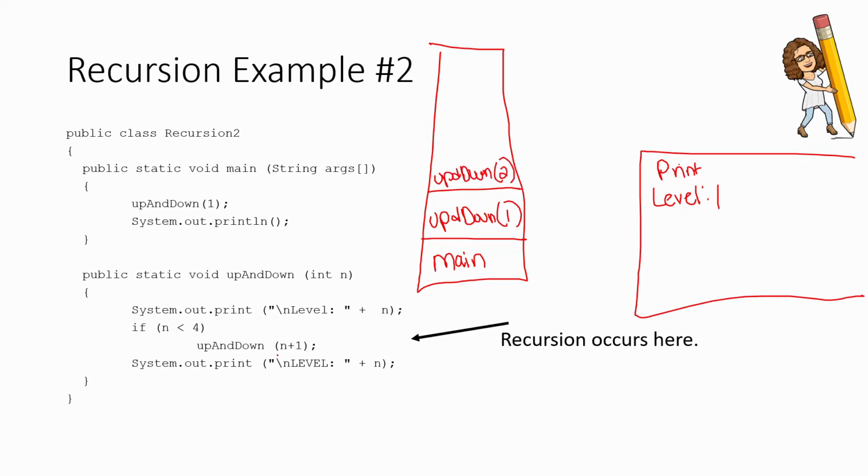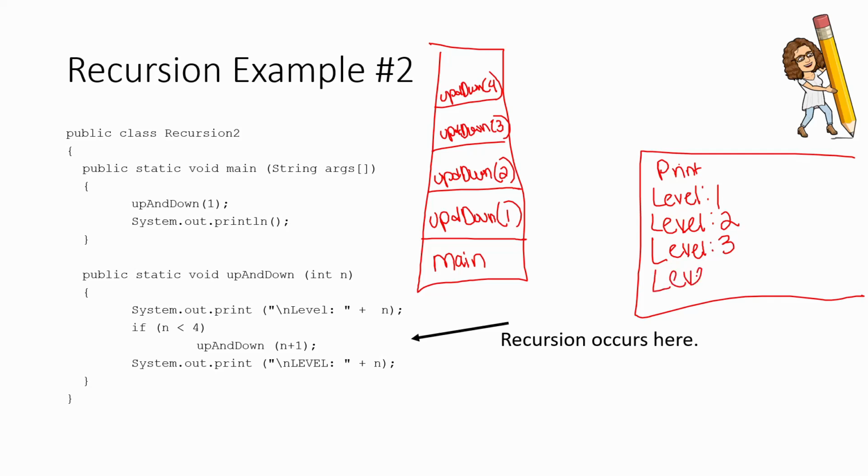So we did 2. So I'm going to go back in here. So I'm going to go to a new line. I'm going to print level 2. Okay. Now is 2 less than 4? Yes. So I have to go 2 plus 1. So up and down 3. I need to go in there again. Level 3. Is 3 less than 4? Yes, it is. So I've got to call again. Up and down 4 is what I've got to call now.